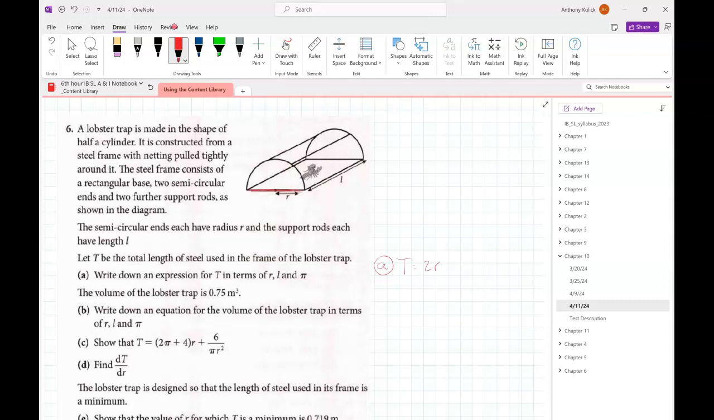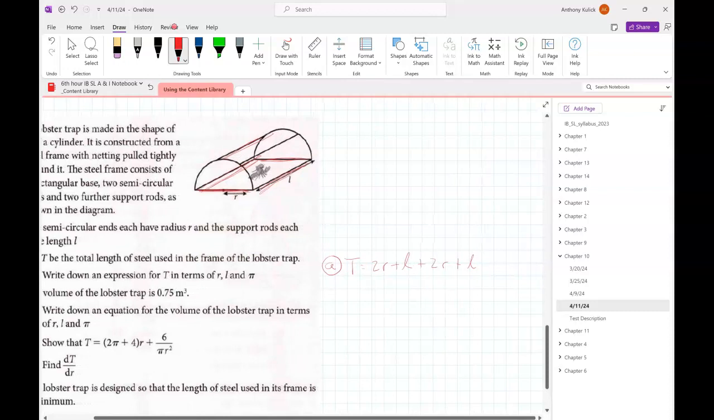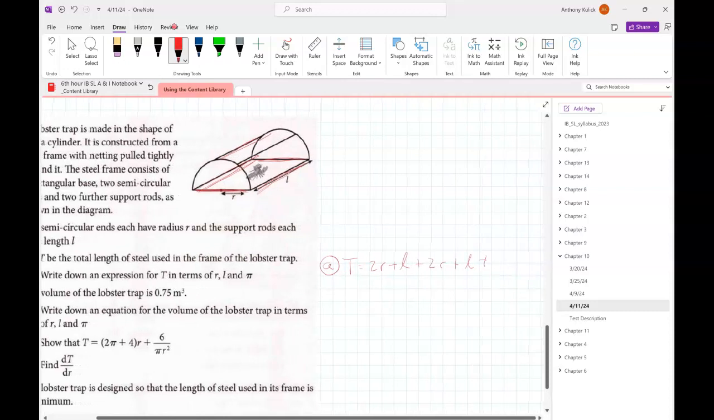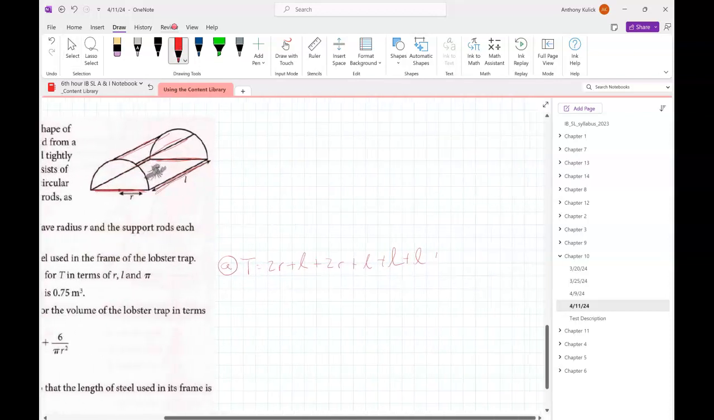R. And then what's this one? L. And what's this one? Okay. And then what's this one? Okay. And what's this one? Still L again. And then this one. And then we have this one. What's that? What?